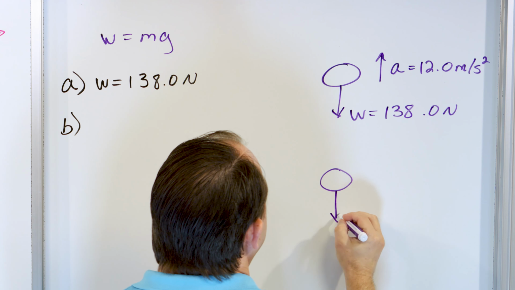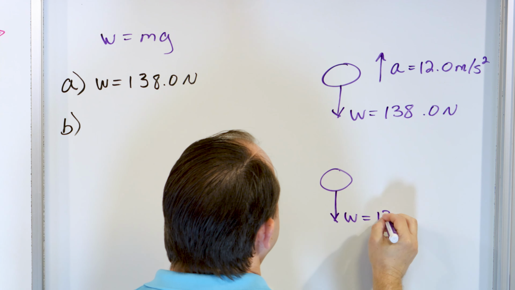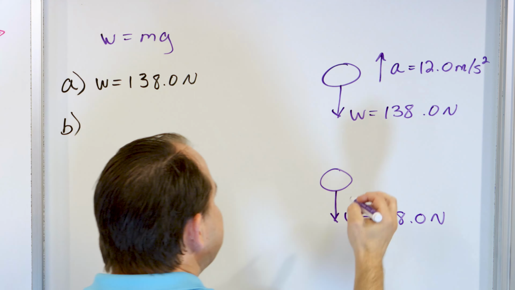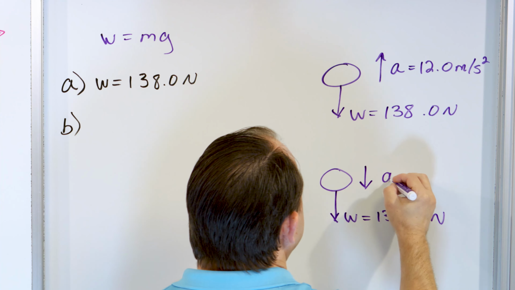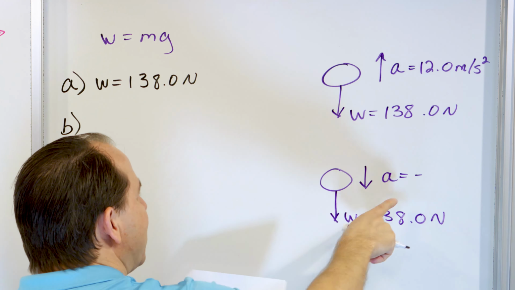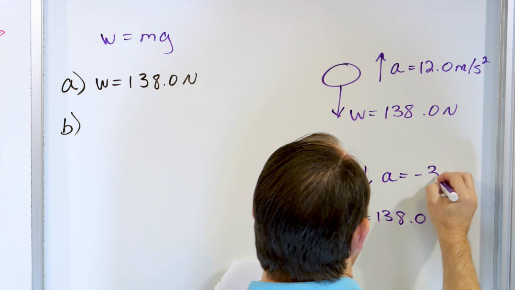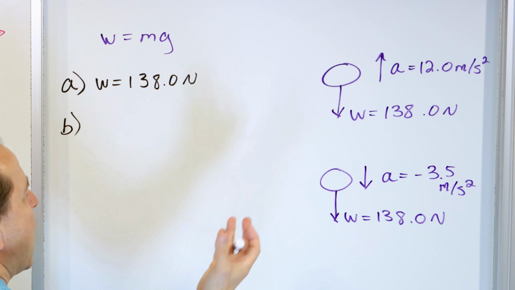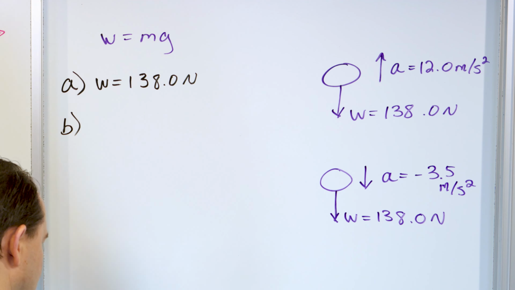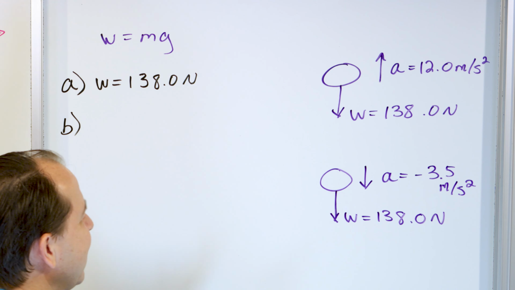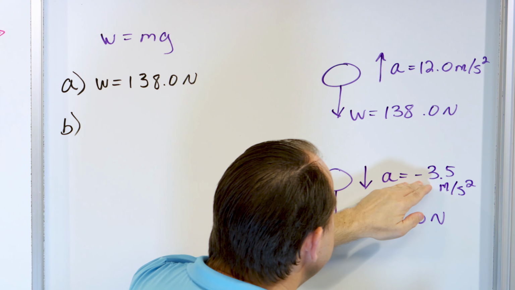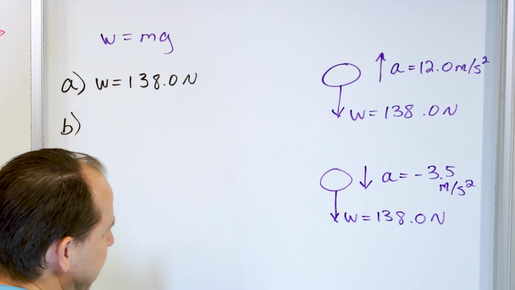saying, well, here's a rock. Here's the weight, 138.0 newtons. Of course, I could calculate the mass if I wanted to. And in this case, the acceleration is actually going downward. And since it's downward, I'm going to label it as a negative acceleration, 3.5 meters per second squared. So how much does a rock weigh when it's accelerating downward? Well, the way to translate this is, what is the force of gravity acting on this rock even when it happens to be moving downward at this acceleration?